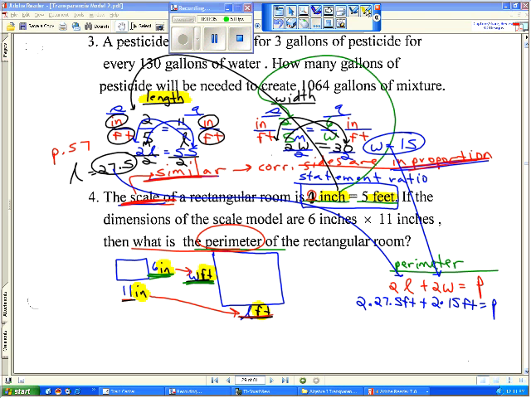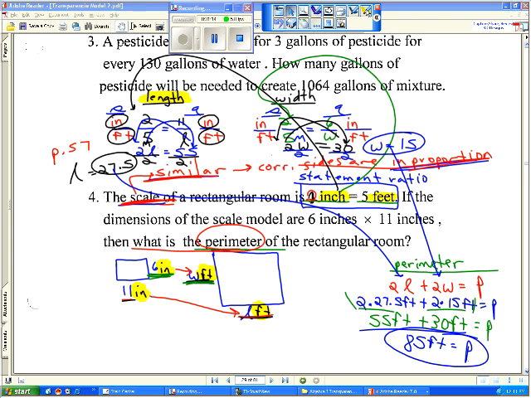We simplify the left using the order of operations. We're going to multiply first. 2 times 27 and a half feet is 55 feet. 2 times 15 feet is 30 feet. When you add or subtract, the name stays the same. And the name has to be the same. So we're going to add feet to feet and get feet, right? 55 feet plus 30 feet is 85 feet for the perimeter.